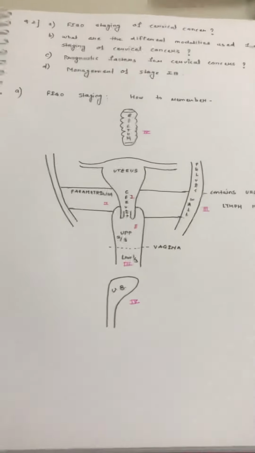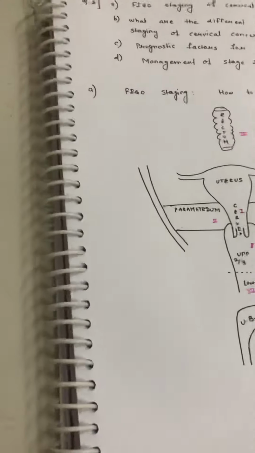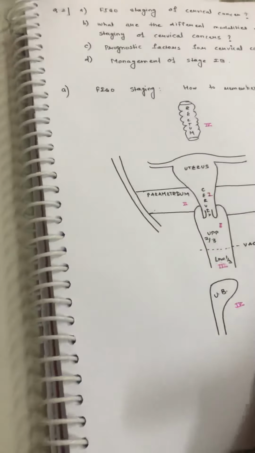So now it's very easy to remember. I'm turning this page. Keeping this diagram in mind, we'll go ahead with staging. First stage is only cervix involved. Cervix only. It is subdivided into 2 parts, an A part and a B part. B, let's say, is a big lesion, and A is a microscopic lesion, so it is diagnosed only with a microscope.